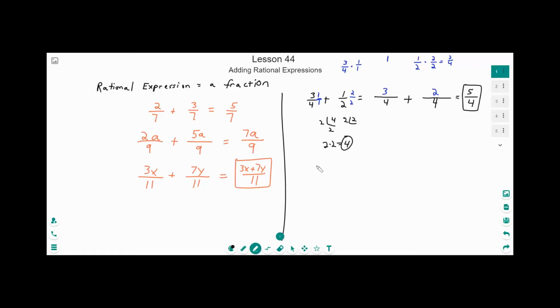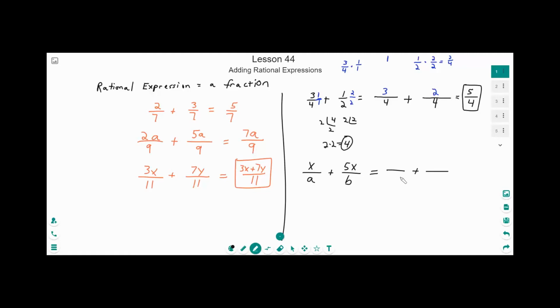So if I have x over a, and I'm adding 5x over b, okay? And I want to simplify this. I want to add this up. Well, again, we look at our denominators and we recognize that a and b are not the same. So we do not have a common denominator. So we need to recreate this problem so that it has common denominators.